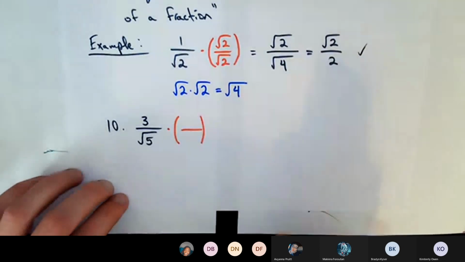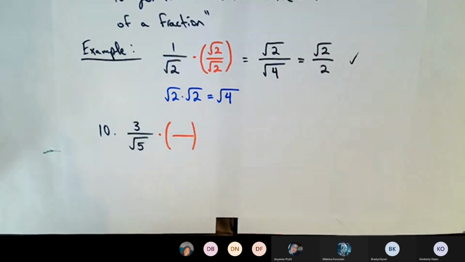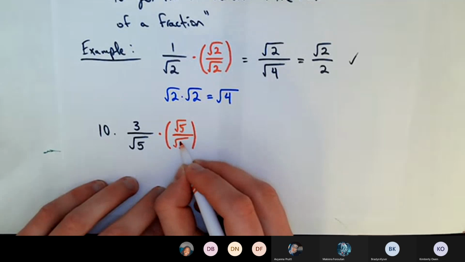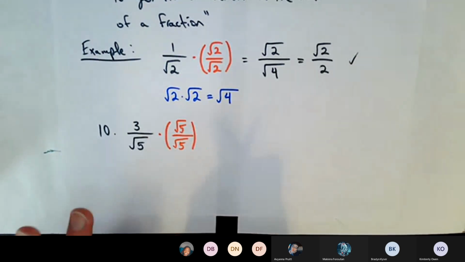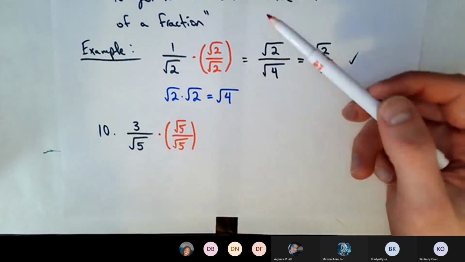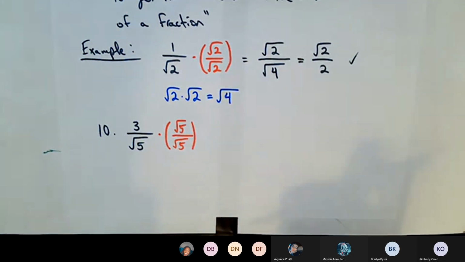So what should I multiply by? Anyone can speak up if you have an idea. The square root of 5. That's right, in the top and bottom, right? Yeah, top and bottom. Because technically, in the red, what I'm multiplying by is just 1, the number 1. It's just a special form of 1 where it's a root over itself.